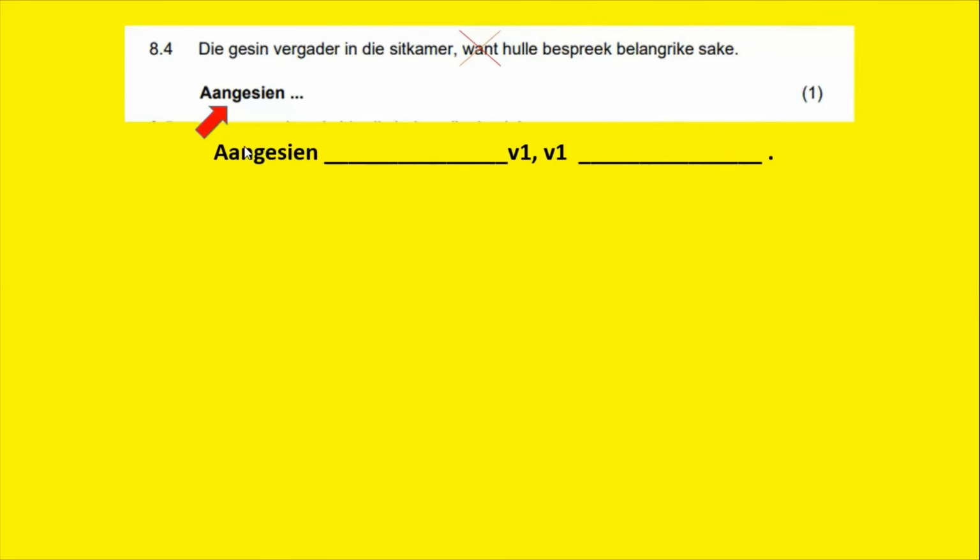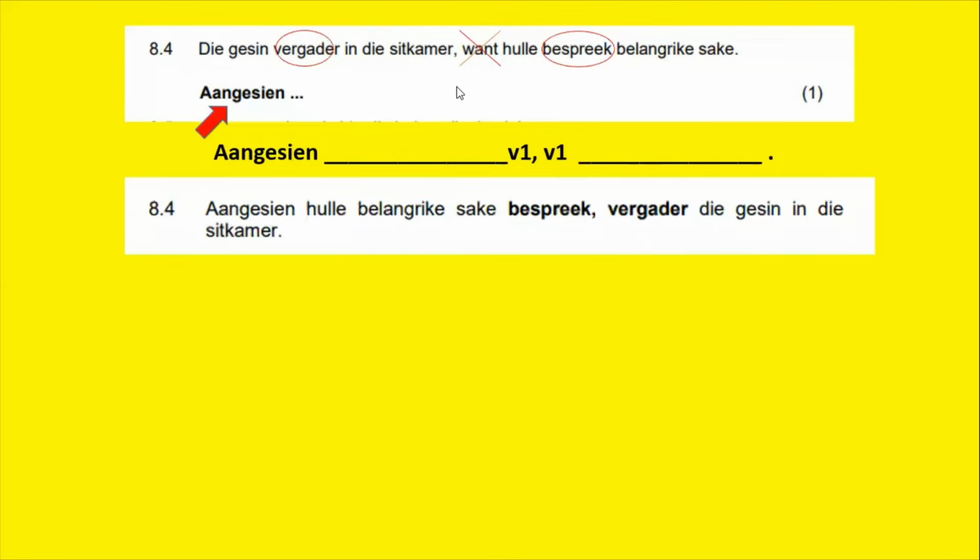So, since they are discussing important matters, this is where they are gathering. Okay, so what are we going to do? Verb 1 of the first sentence we're going to use, which is this one, will go here. And what is that? Bespreek. Bespreek will go here. And then verb 1 of the second sentence, which is this one, will go here. And what is that? Vergader.